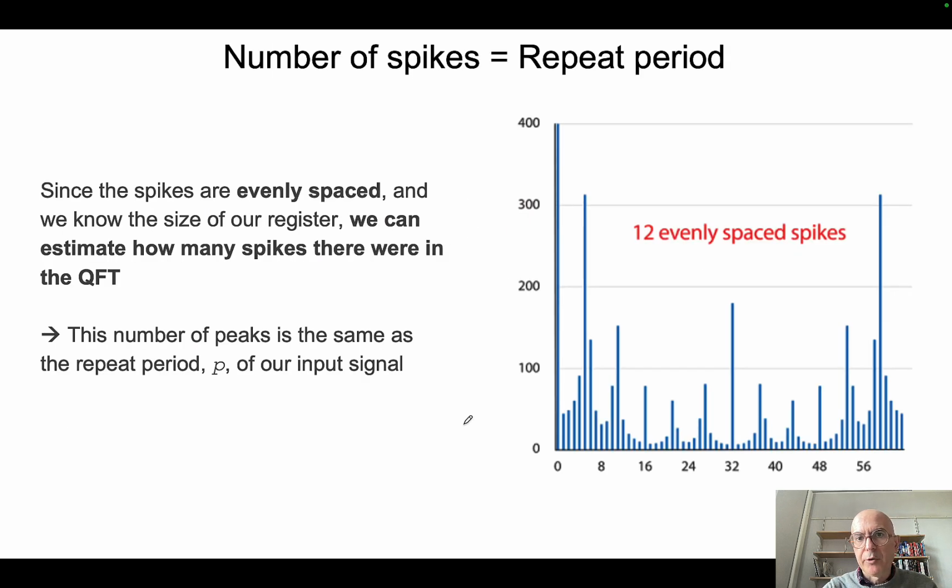As I said, the number of spikes is just equal to the repeat period. So we will need some technique to perform the DFT. In our case, it will be the QFT because we are working in the quantum regime. And then the next step will be to calculate how many spikes we have in the output of the QFT. Since the spikes are evenly spaced and we know the size of our register, we can estimate how many spikes there were in the QFT. And this number of peaks is the same as the repeat period of our input signal.